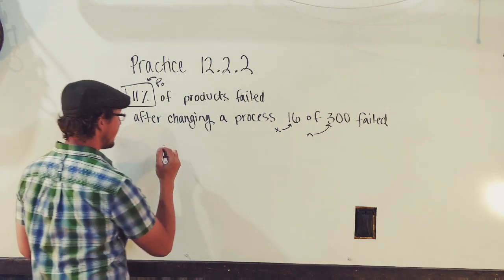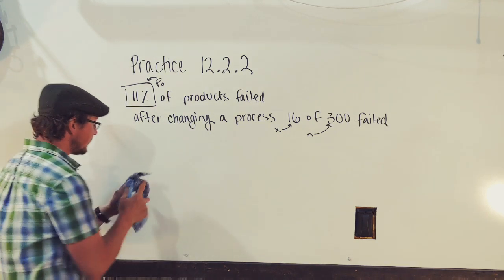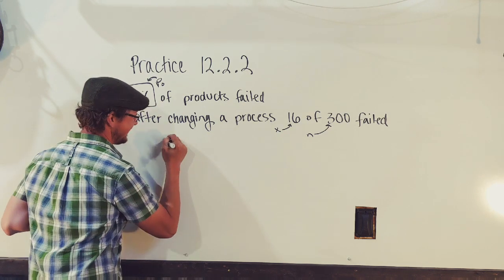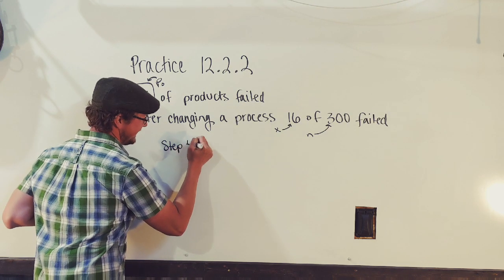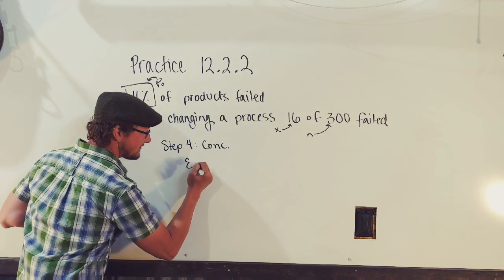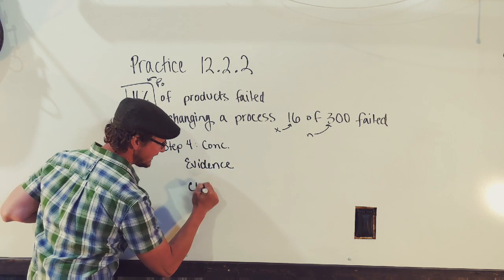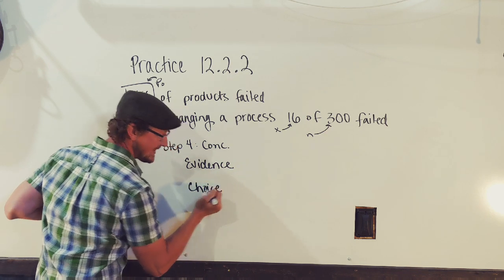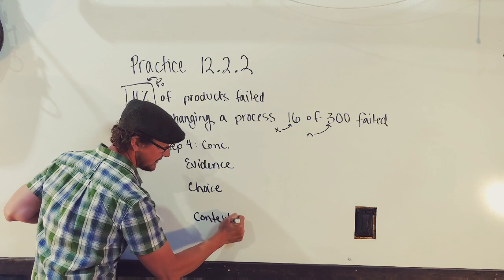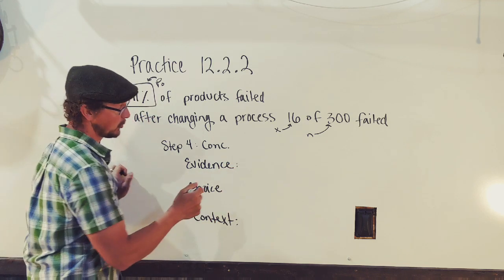Let's finish strong here. Step 4. Okay, step 4. Conclusion. We've got to have evidence. We've got to make a choice, and then we have to frame that choice in the context of the problem. So our evidence was overwhelming.